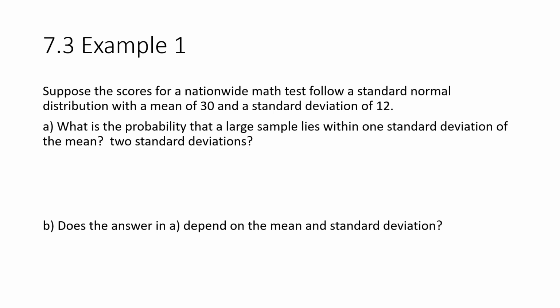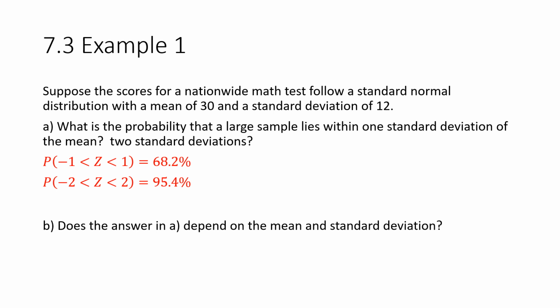Suppose the scores for a nationwide math test follow a normal distribution with a mean of 30 and a standard deviation of 12. What is the probability that a large sample lies within one standard deviation of the mean? We already saw from the graph what that is. Remember, 68.2% are within 1 standard deviation, 95.4% are within 2 standard deviations.